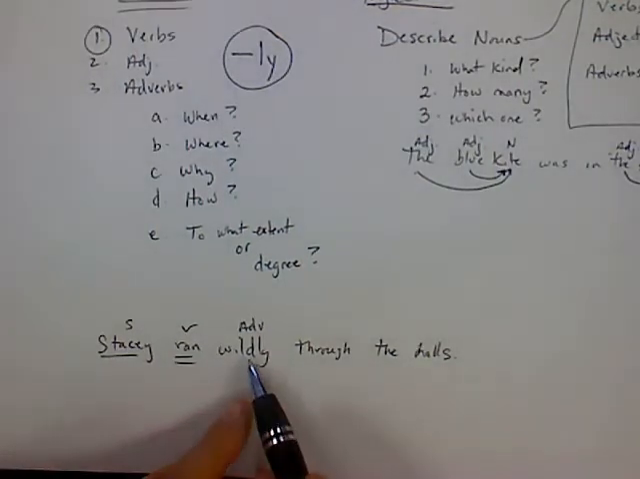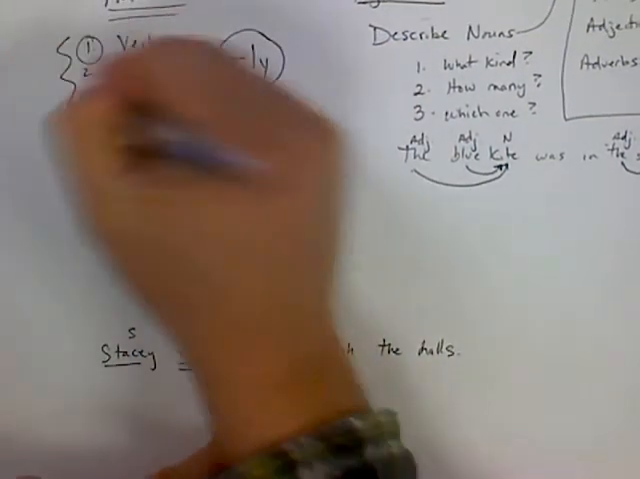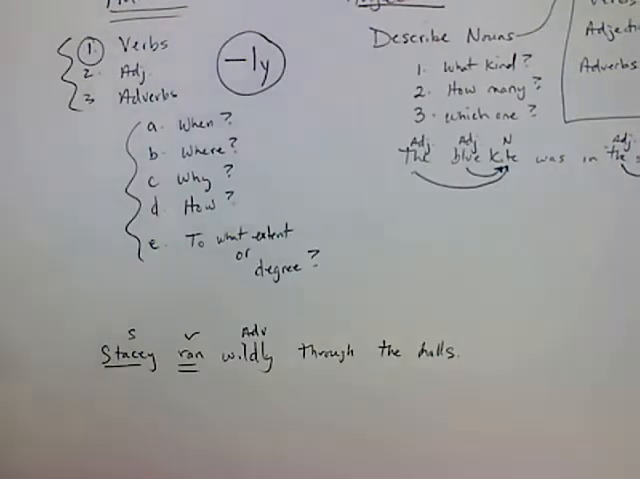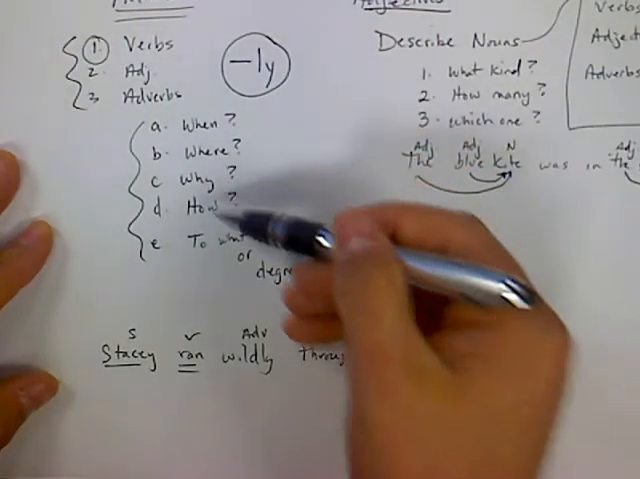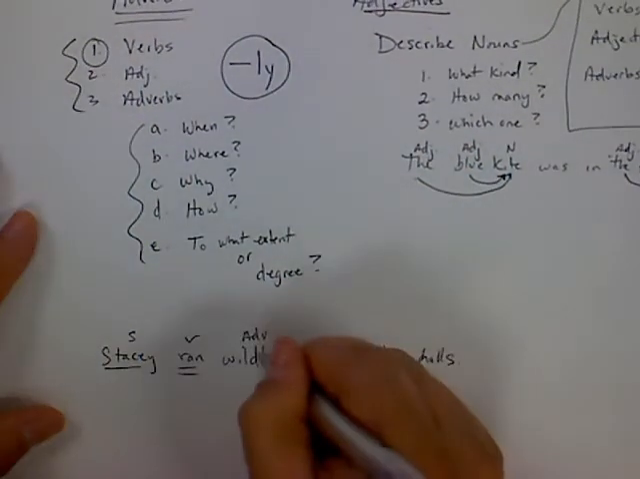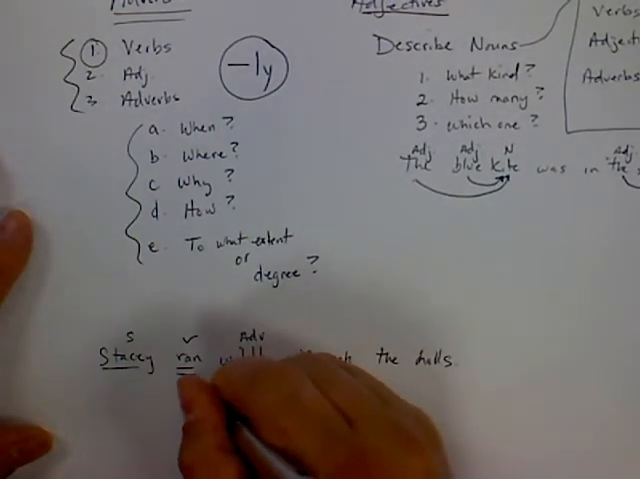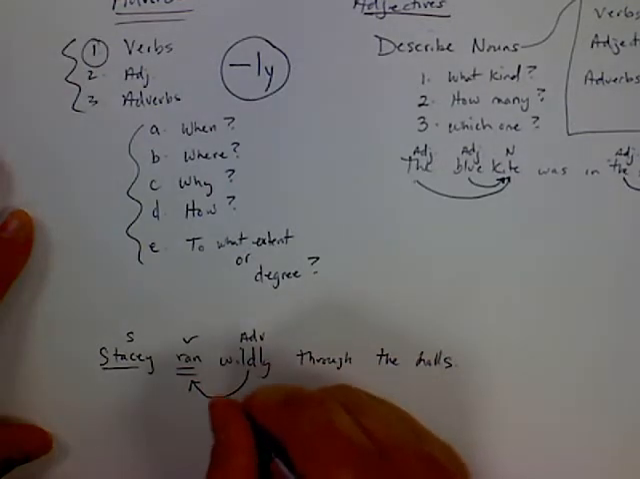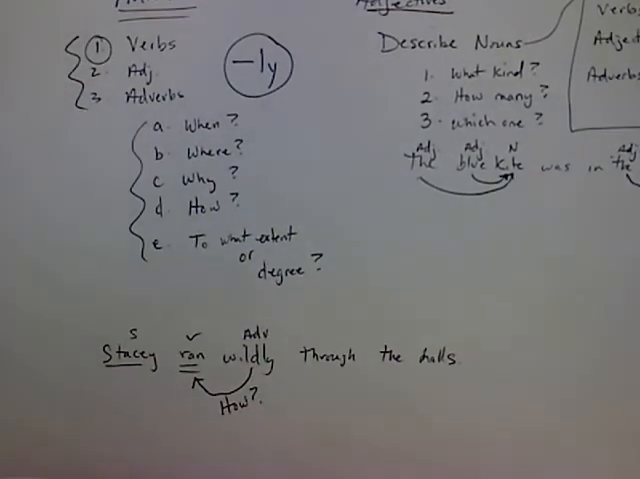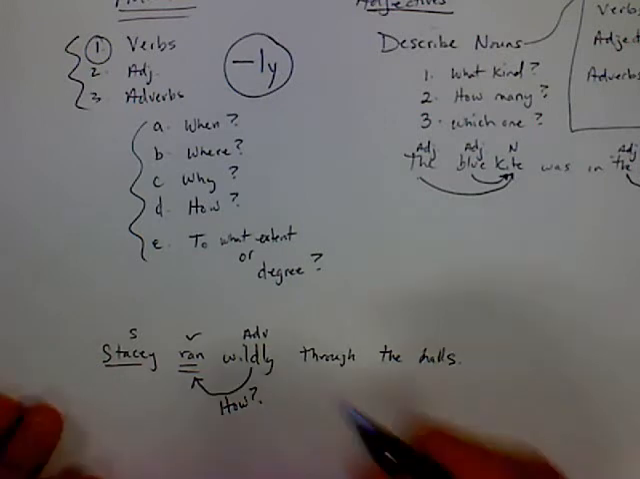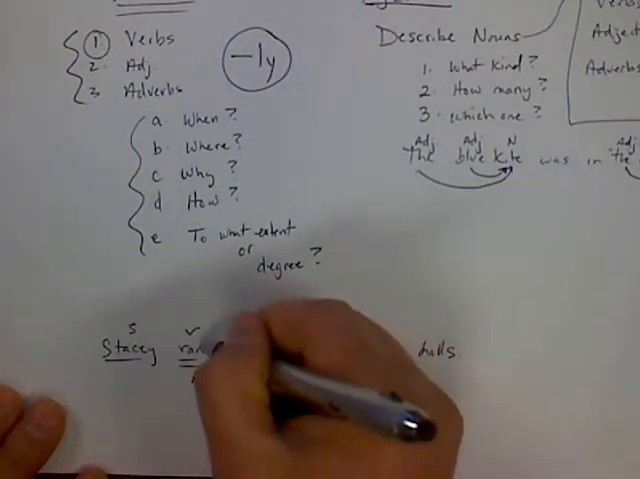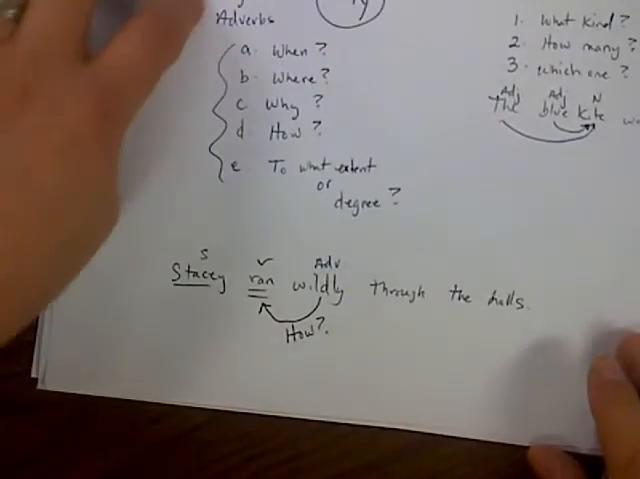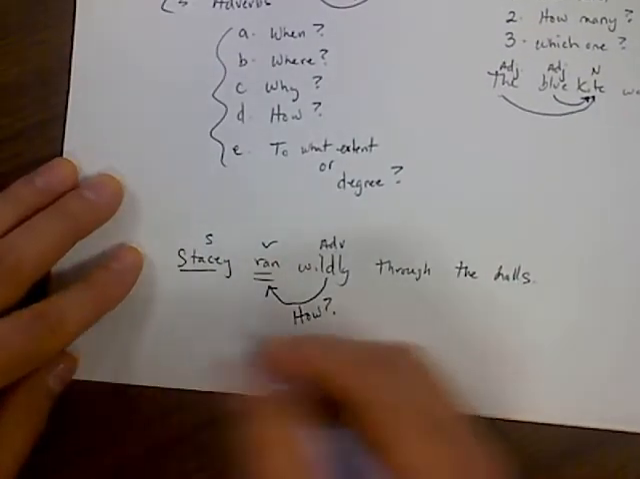I can say, what is it modifying? It's got to be one of these 3 things. And what question is it answering in regards to one of those 3 things? Is it when, where, how, why, or to what extent? This adverb is modifying ran, and it is telling us how Stacy ran. So here's an example of an adverb modifying a verb, answering the question of how. If I went to an adjective, here's an example of this.